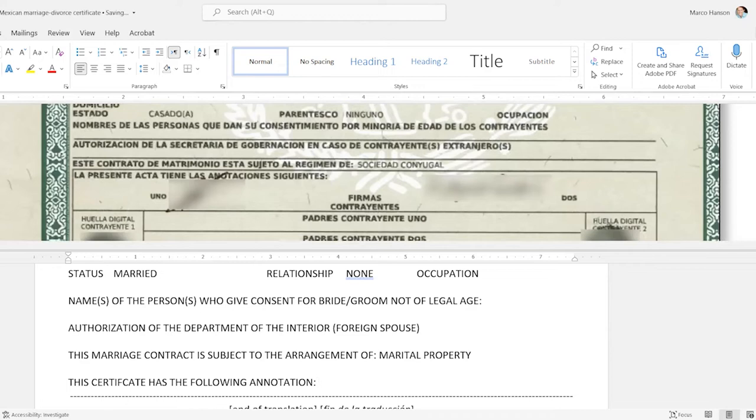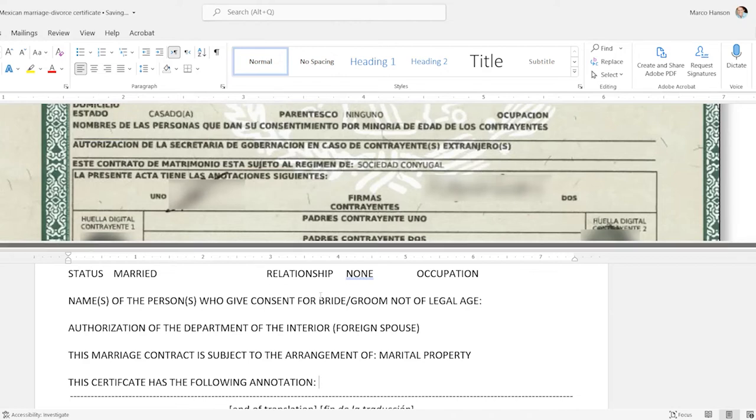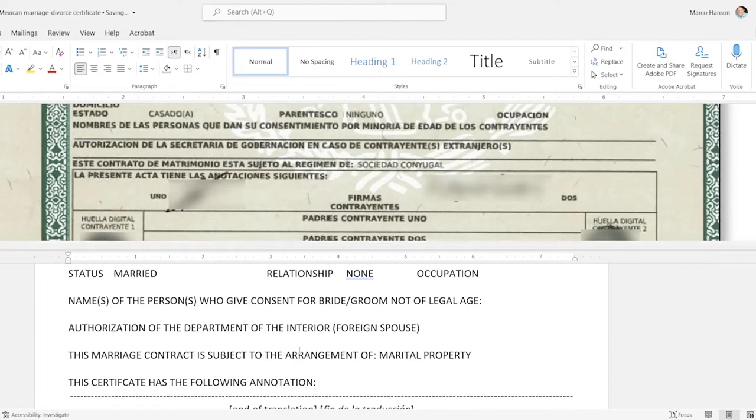Alexa, spell annotation. Annotation is spelled A-N-N-O-T-A-T-I-O-N. Okay. Thank you, Alexa. Stop. It's nice to have a digital assistant next to you, because when you're typing in capital letters, at least the way I have Word set up, it doesn't spell check capitals, all caps.